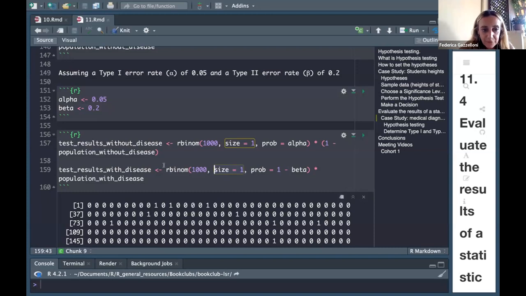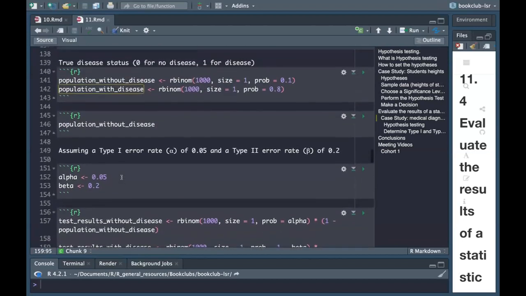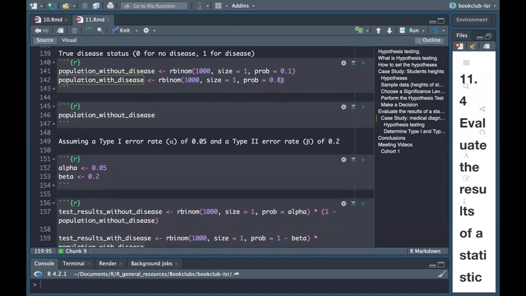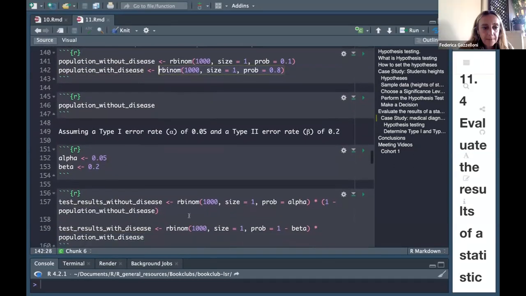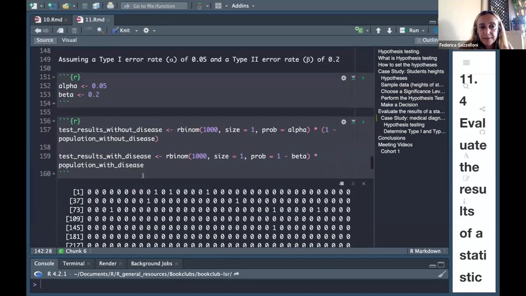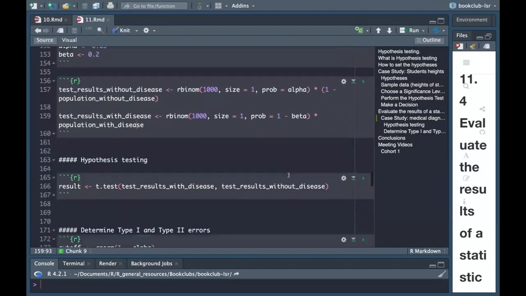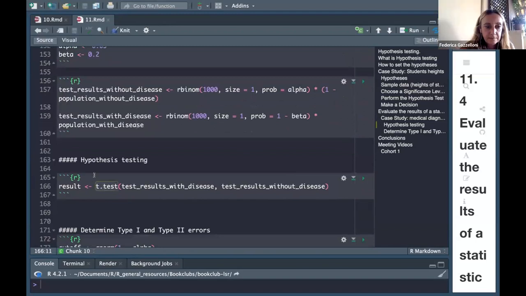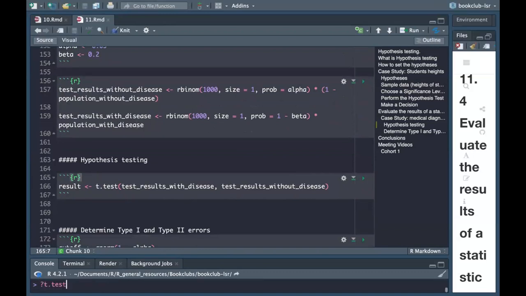And so, in fact, this is the simulation of 1,000 patients with probability of 80%. And what I'm doing here is basically simulating a larger sample following the same parameter, the same parameter. And then I apply this to a t-test, which is the function that we do.